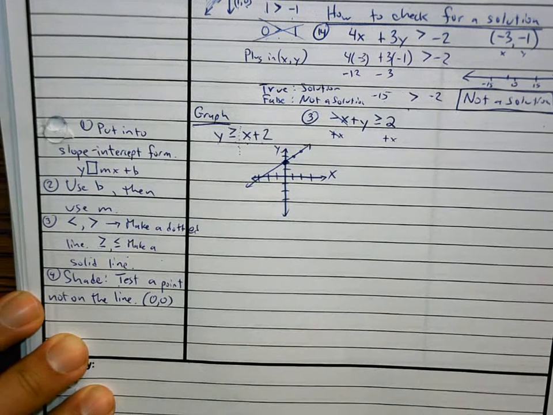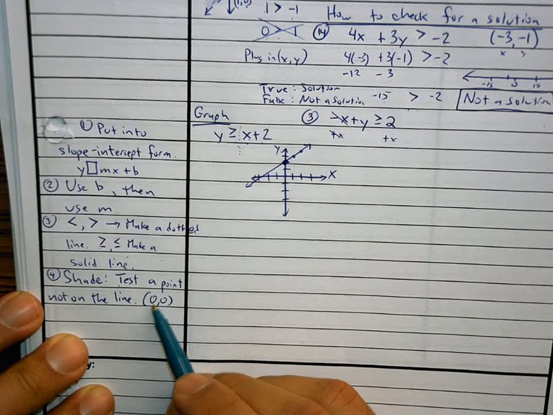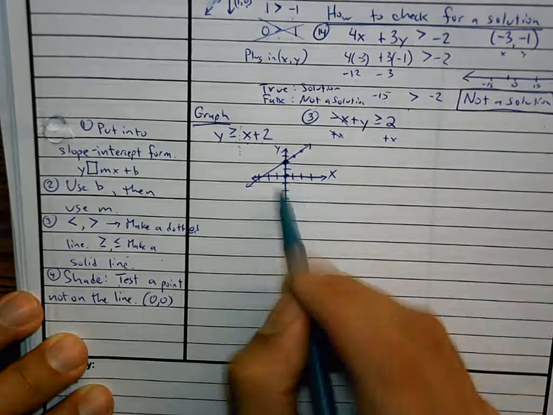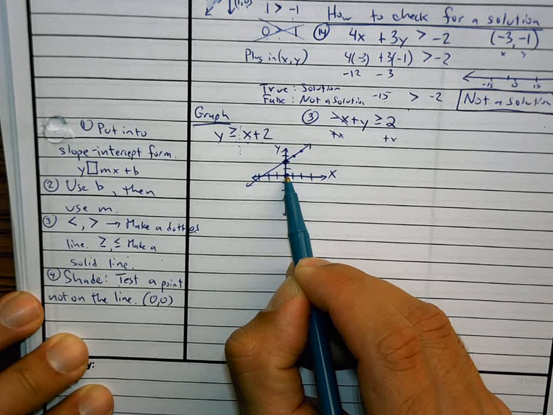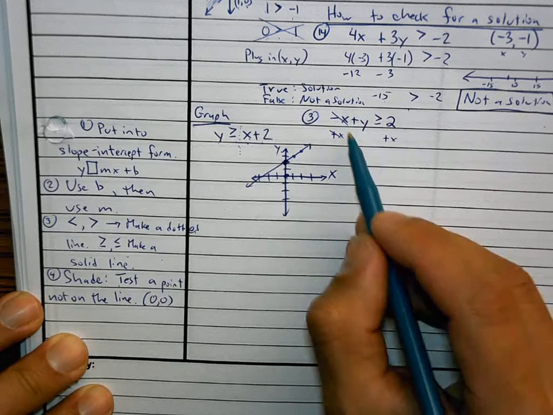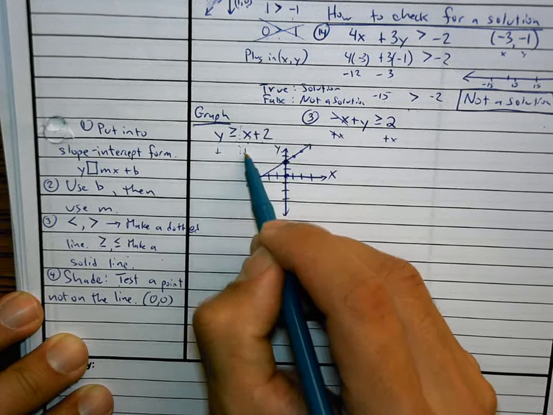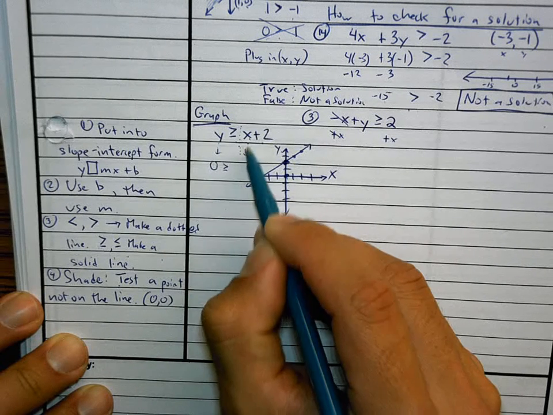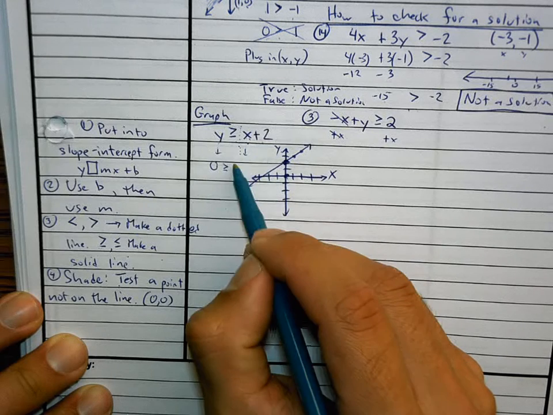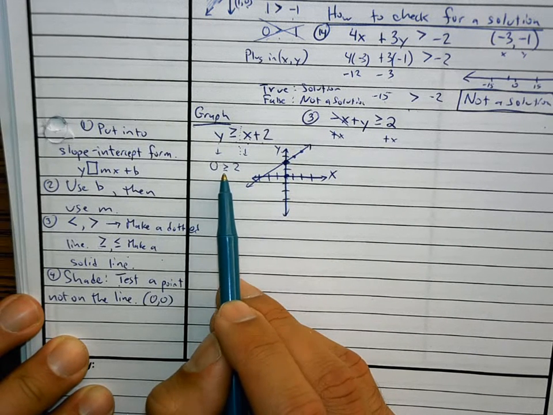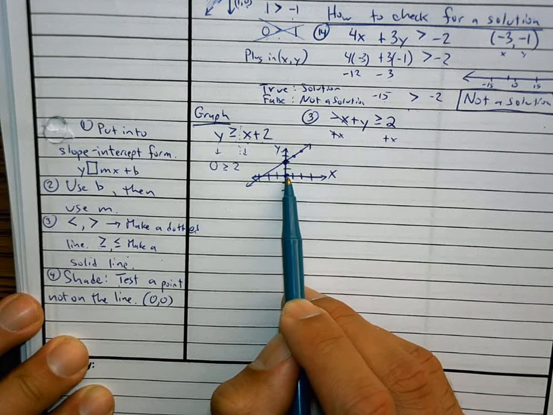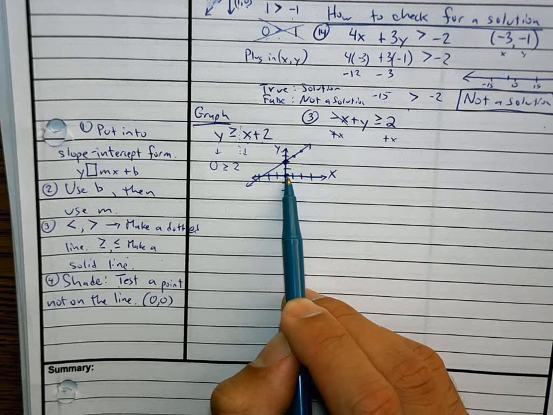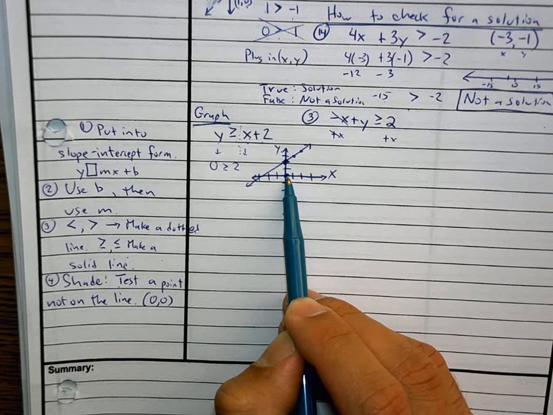Okay? So let's test this point 0, 0. I don't know if this point is a solution or not, if it's on the shaded side or the non-shaded side. Let's figure it out. Let's plug in 0, 0, and do this in our head. 0 plus 2. Is 0 greater than or equal to 2? Is this a solution? So this point that I'm pointing at, since I've tested it, is this on the shaded side or the non-shaded side? Non-shaded.